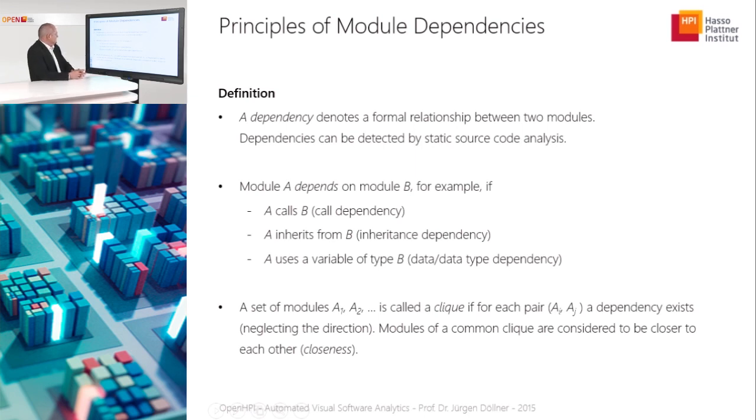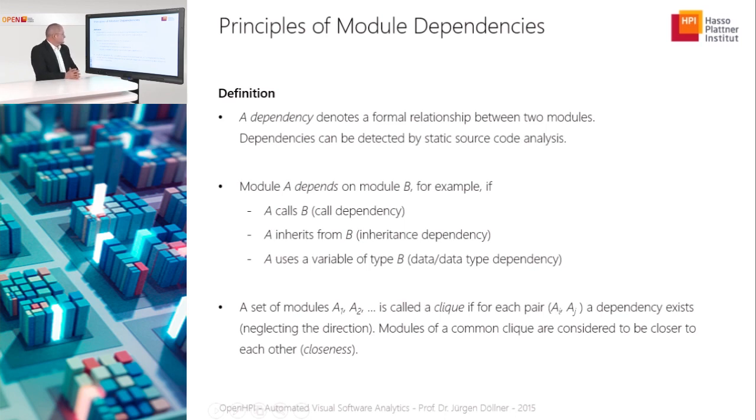Let's further define when a module A depends on a module B. For example, if A calls B or any part of B, for example, if B is a header file with different function definitions, with different data type definitions, then if A uses any of these elements, A depends on B, it's called a call dependency.